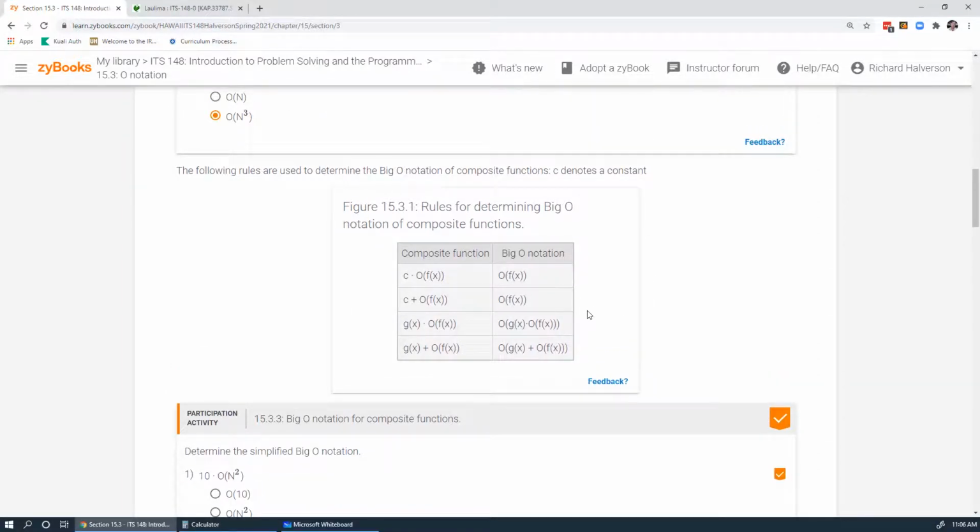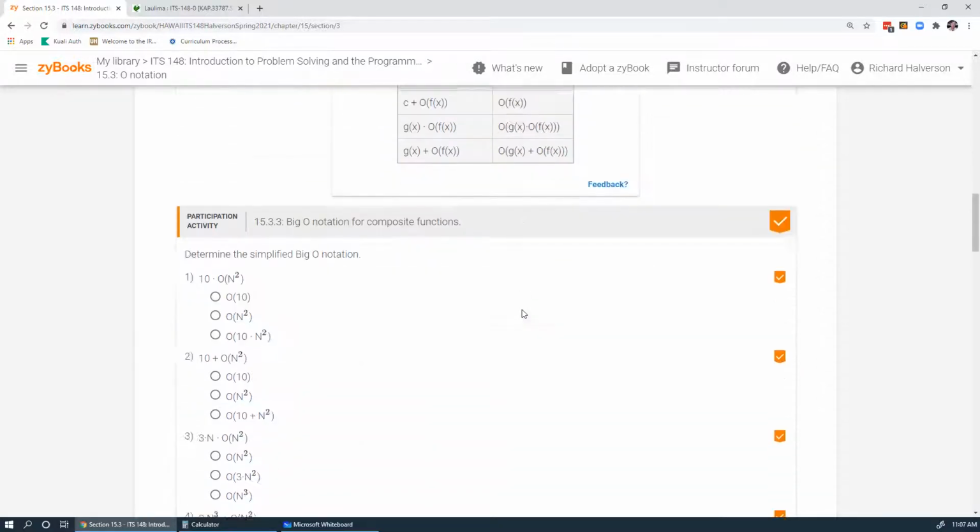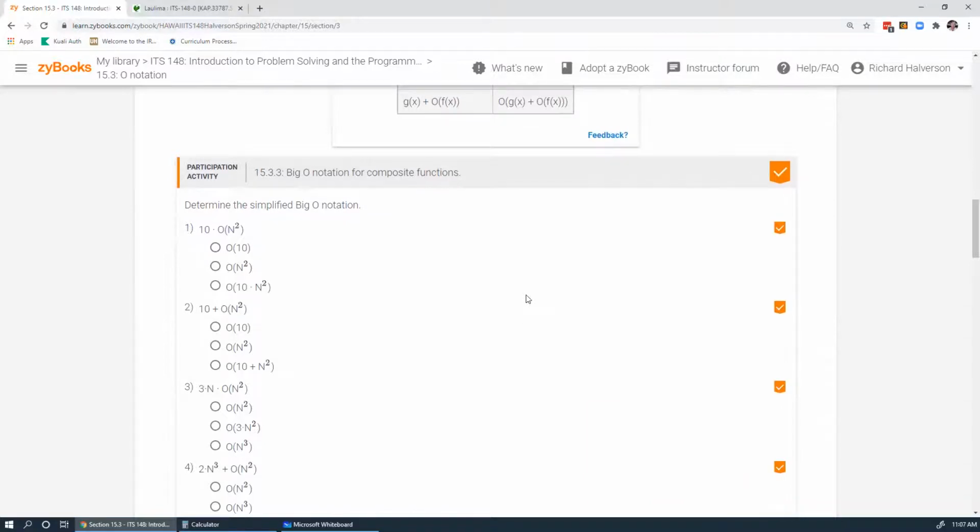This is sort of a mathematical way of saying, if you've got something and you're trying to multiply it by something, you already have the O of it. It's just multiplying. It's the O of. It's pretty obvious. You'll see when we do it. Determine the simplified big O notation. Okay, so this is just a constant times that, so it should be this, I think. Yes. This is just adding.